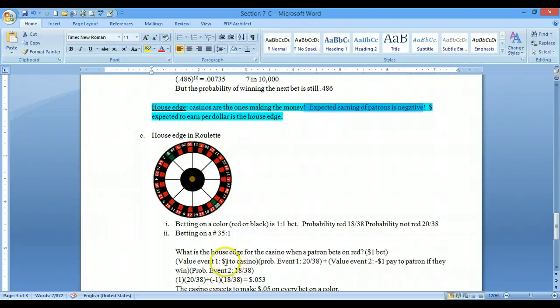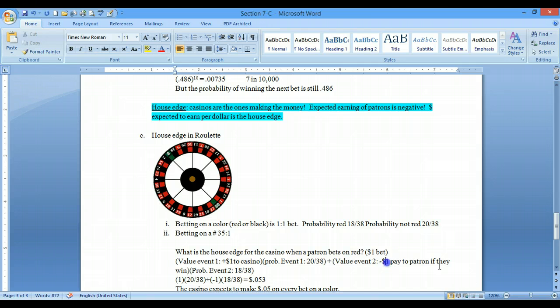So this $1 is coming to the casino. It's a positive number. If you want to put it in there, you could put a plus sign, noting that this is money coming to the casino because the patron is betting on that. Now the probability of that coming to the casino, if this person is betting on red, the probability of not red, meaning that that's when the casino gets the payout, is 20 out of 38. That's the probability. The next event is that you have to pay the patron $1.